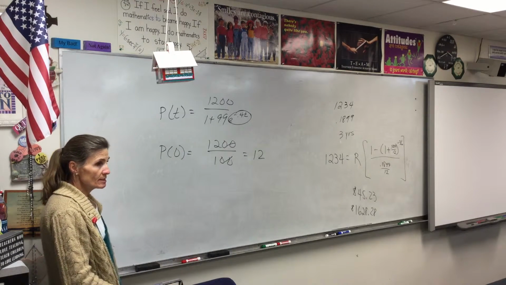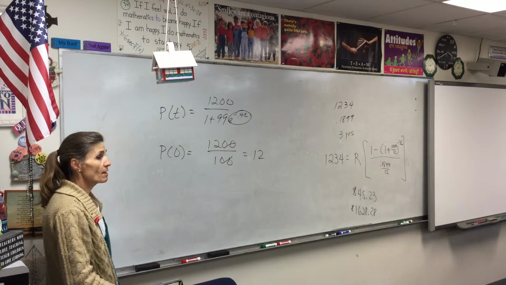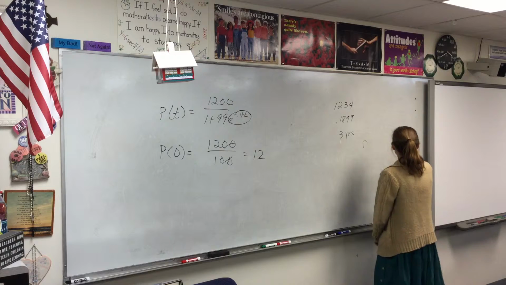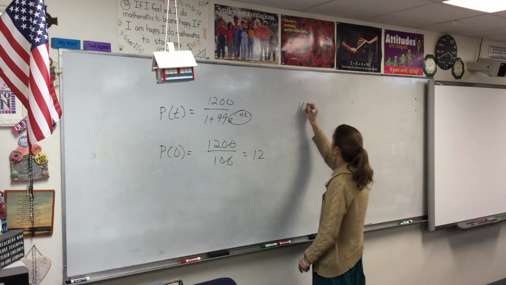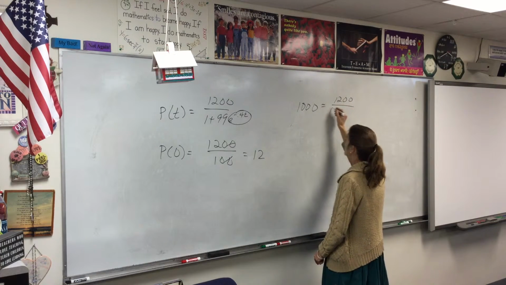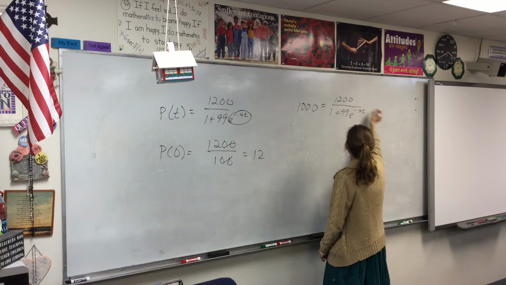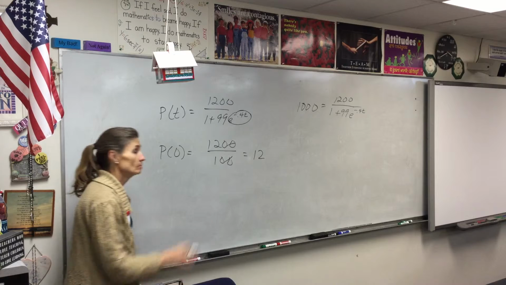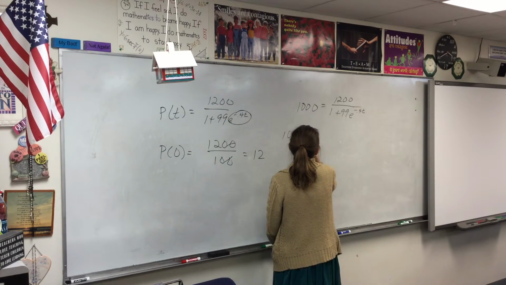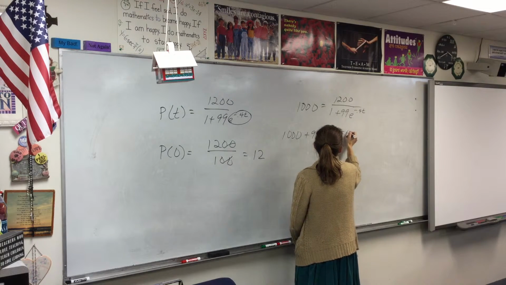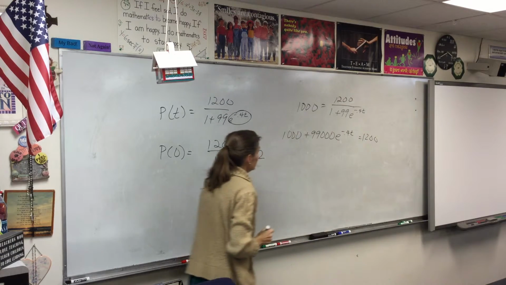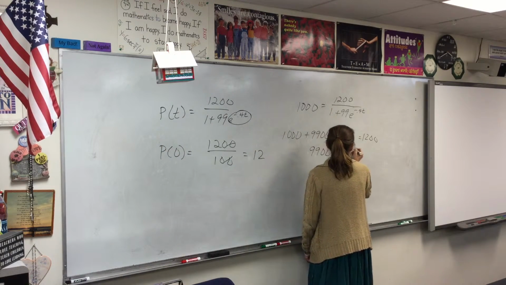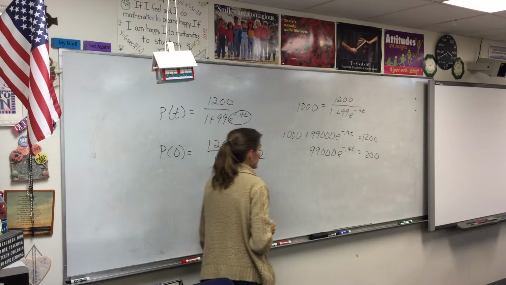When will there be 1,000 deer? Same equation. When will there be 1,000 deer? What do I do? I put 1,000 in for P. All right, so how do I solve that? So I'm going to have 1,000 plus 99,000 e to the negative 0.4t. Subtract over that. Subtract 1,000. Divide.